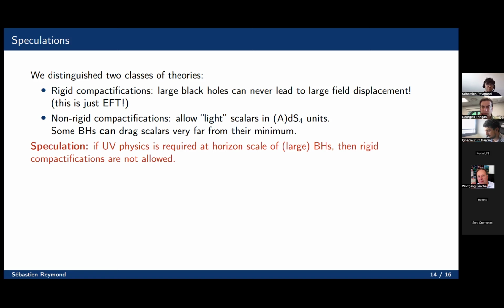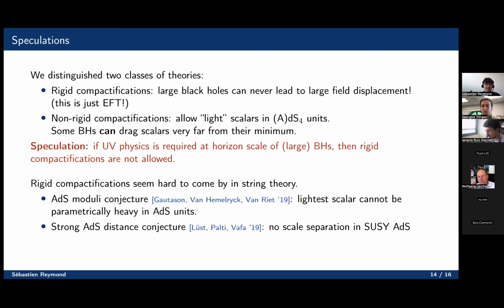Now, the reasons for why you would want UV physics to happen, we remain agnostic about, but it could be because you would like some non-locality at the horizon to maybe solve some paradoxes, or you would like an explanation of microstates that goes beyond an EFT, or anything like this. We just want to say that UV physics at the horizon is going against rigid compactifications. But of course, this also is supported by examples in string theory. As I said before, they're very hard to come by in string theory, those rigid compactifications.